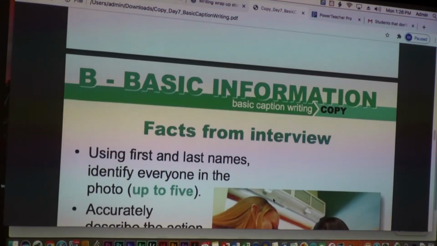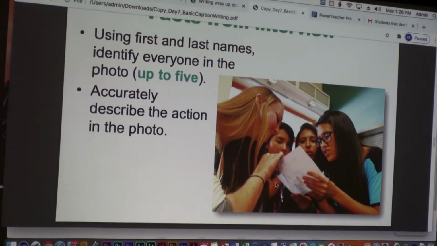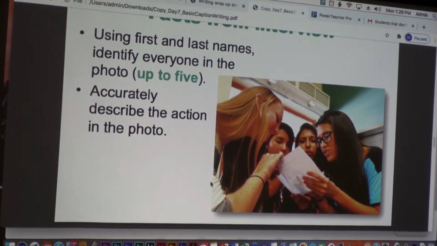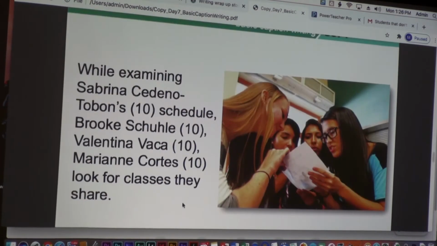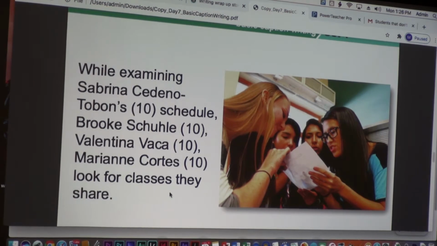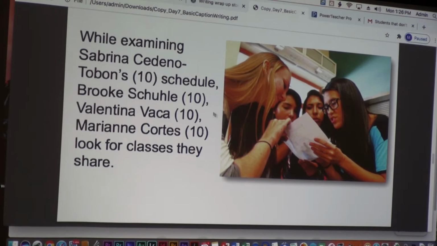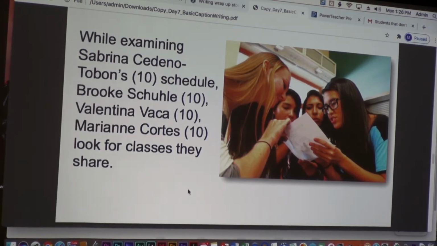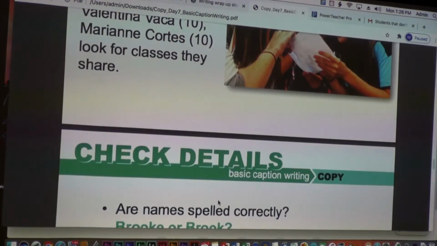So from that, you're going to create a caption, and it's just describing the action. So we would list the names of these people, where they're at, what they're doing, and when. So this might be an example. While examining Sabrino Cedino, Tobin, 10, schedule, Brooke Schulz, 10, Valencia Baca, 10, Marian Cortez, 10, looking for classes they share. And the 10 just describes that they're in 10th grade. So that's pretty basic. So who, what, where, and when.